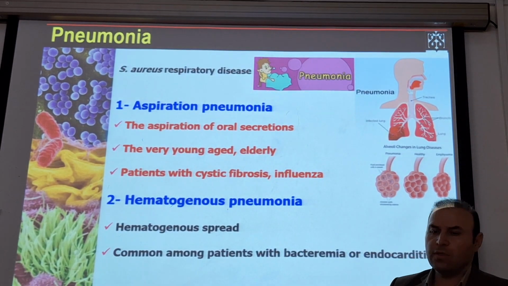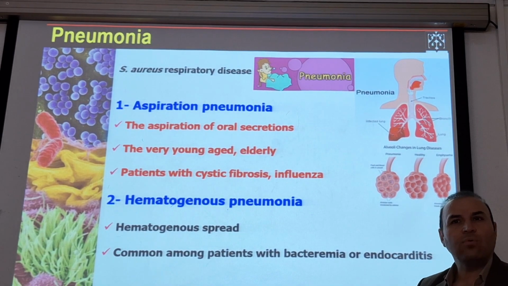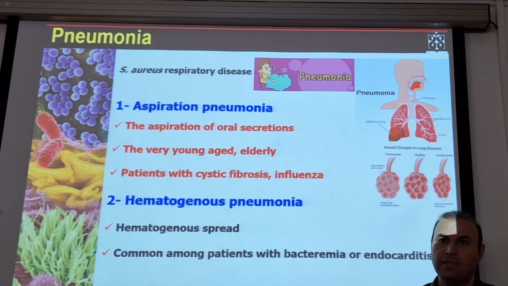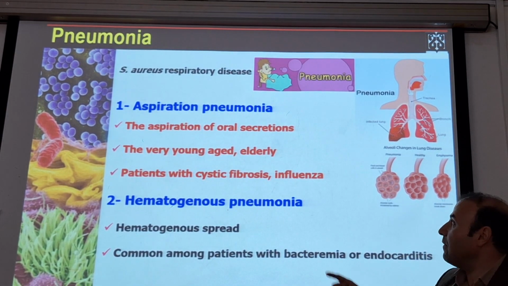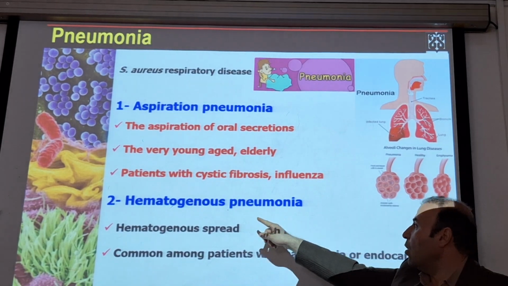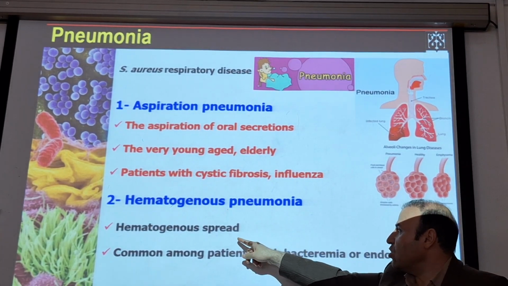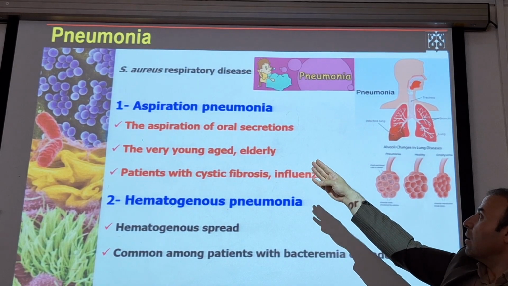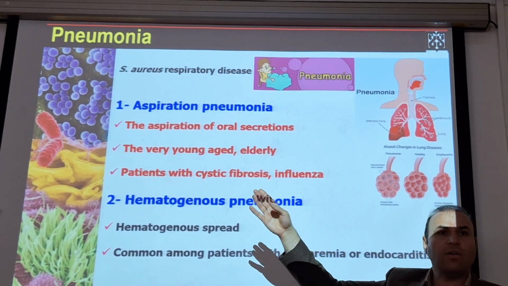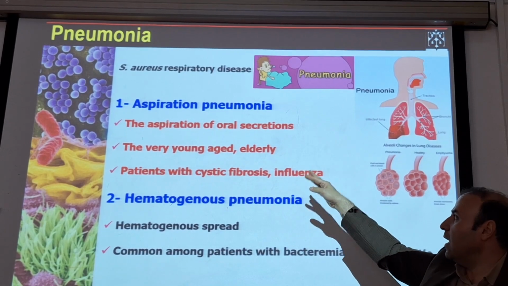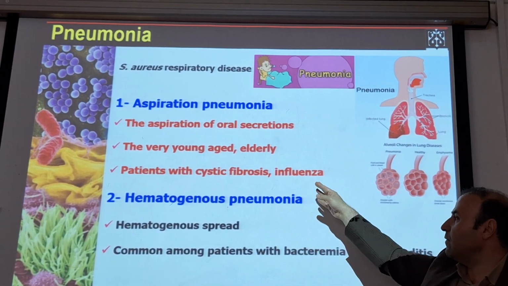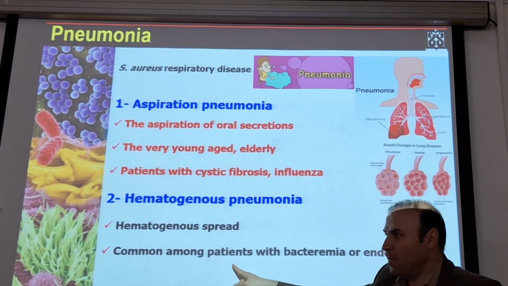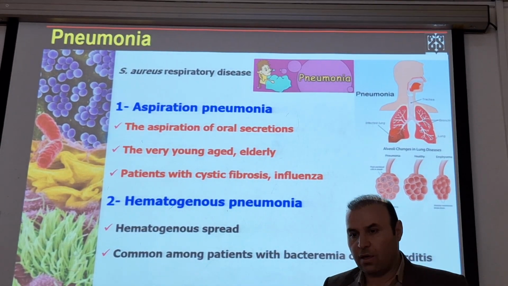Pneumonia. Staphylococcus respiratory. This organism can produce pneumonia. Staphylococcus aureus respiratory disease can develop after the aspiration of oral secretion or hematogenous spread from a distant site. Aspiration pneumonia occurs primarily in very young age, elderly, and patients with cystic fibrosis and influenza. But hematogenous pneumonia is common in patients with bacteremia or endocarditis.